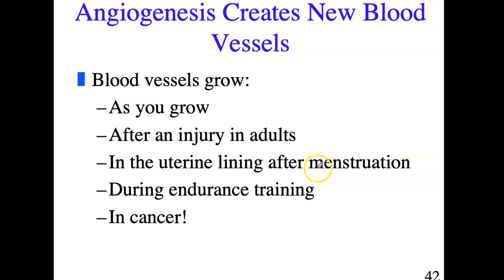Another example is cancer. Imagine a group of cells and this tumor is getting larger, and you need to irrigate that tumor if those cells are to stay alive. So they create their own vessels.